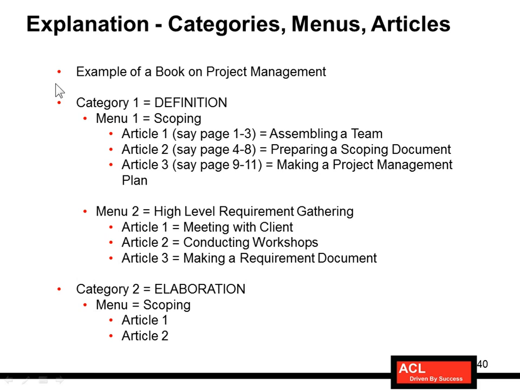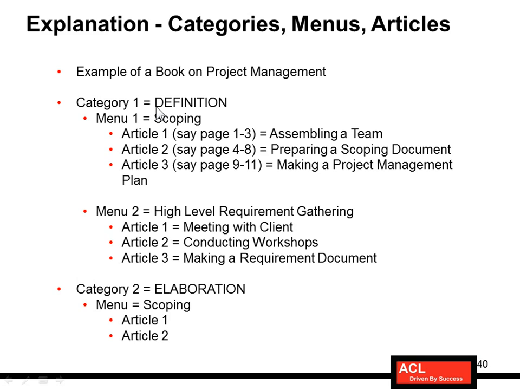For example, a book on project management. Say the first part of that book explains the definition phase of project management. The second part explains the elaboration phase of project management. The third part explains the build phase of project management. So the first category would be definition, then elaboration as a second category, and the third category could be build phase, right?